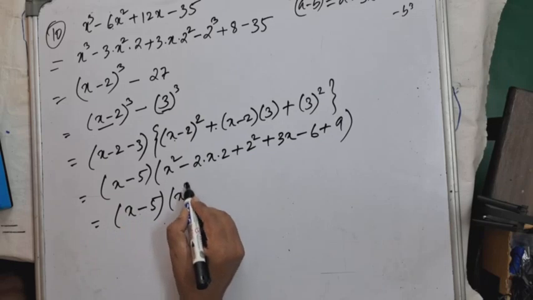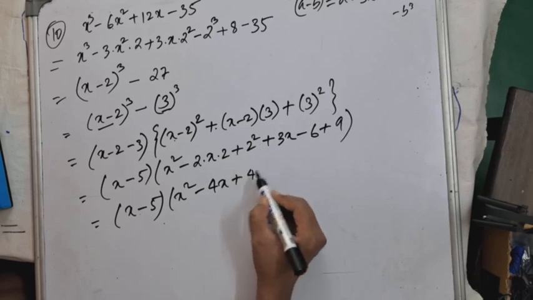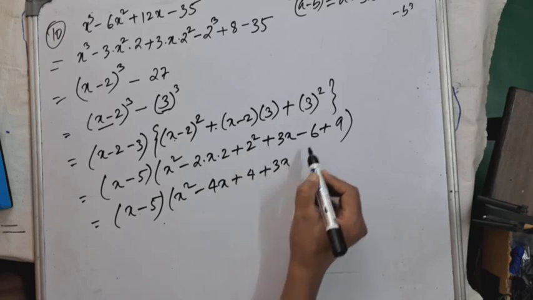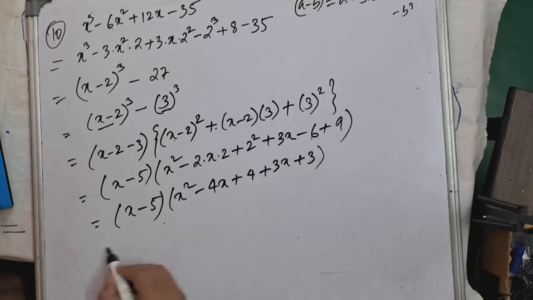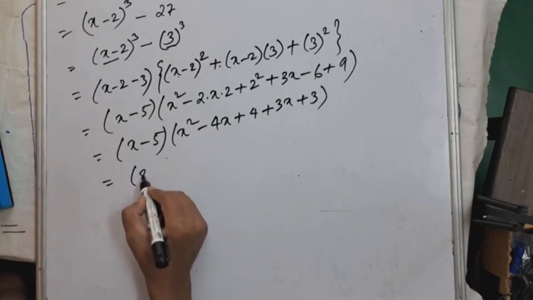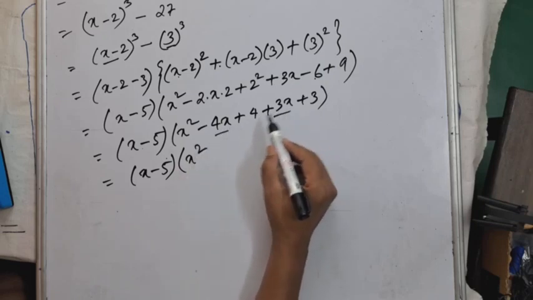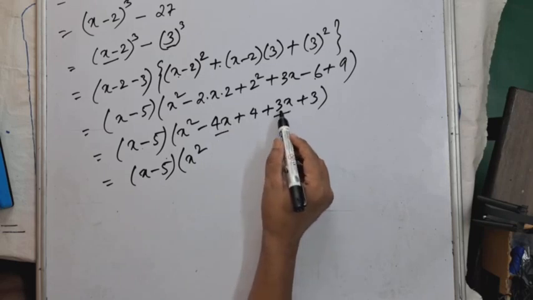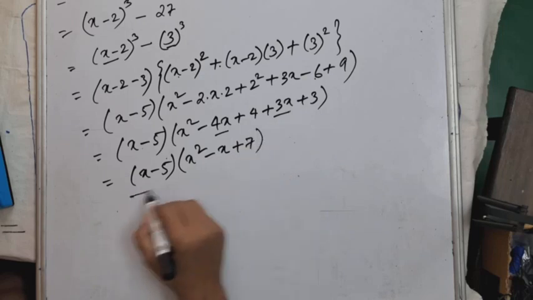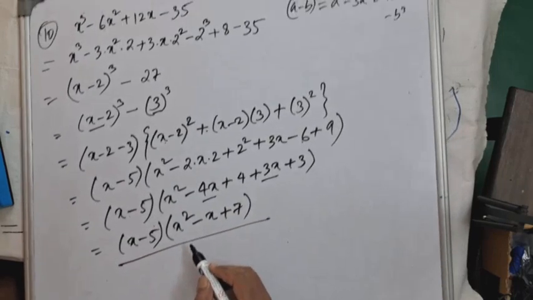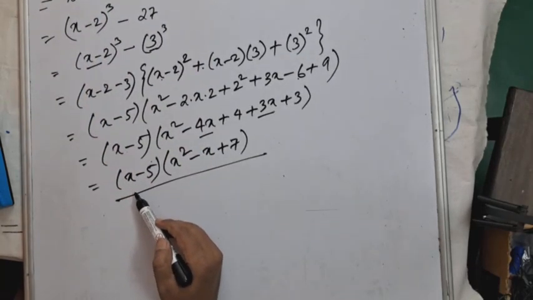This x square minus 2 2s are 4x, plus 2 squared is 4, plus 3x minus 6 plus 9 is plus 3, isn't it? 9 minus 6 is 3, sign of greater number plus. Okay, again let's write this x minus 5. So this is x square minus 4x plus 3x, opposite sign, isn't it? Minus 4x plus 3x is minus x, plus 4 plus 3 is plus 7. Okay, so these two are the factors of x cube minus 6x square plus 12x minus 35. So this is the solution for question number 10.